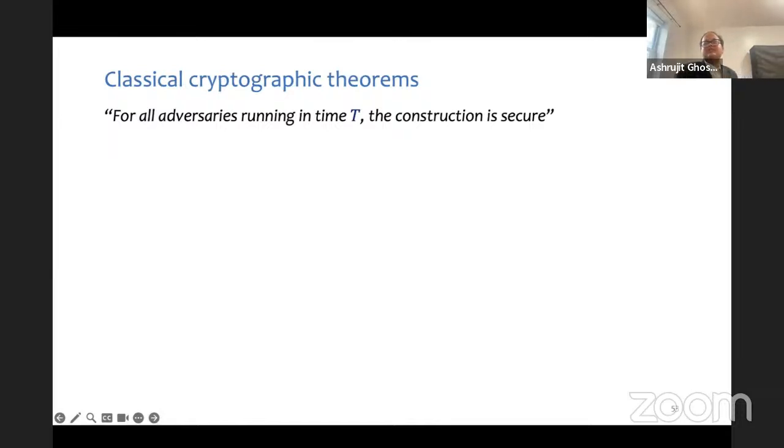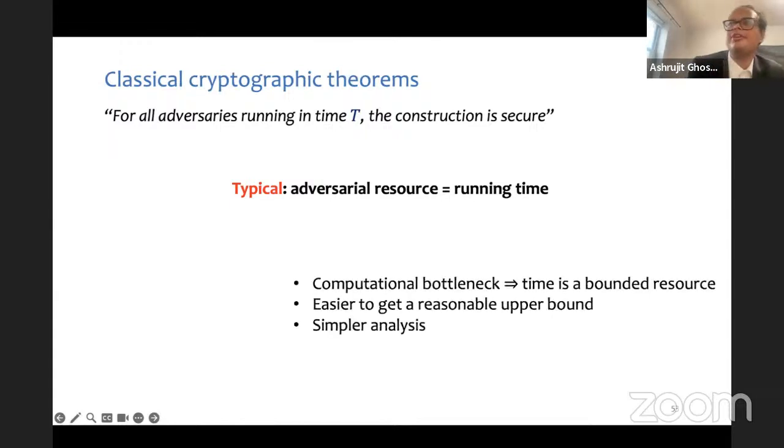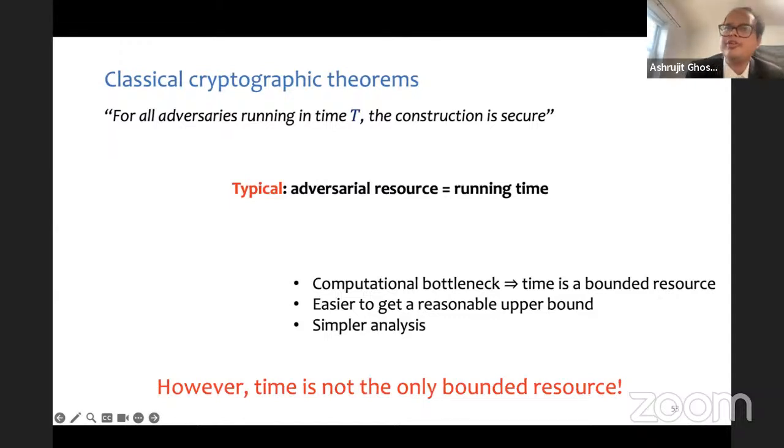In other words, they consider running time as the sole adversarial resource. And of course, this makes sense because there are well-known bottlenecks on how fast computations can be done. And also, considering only running time makes proofs relatively simpler. However, running time is not the only bounded resource.